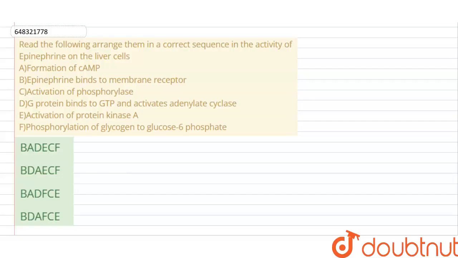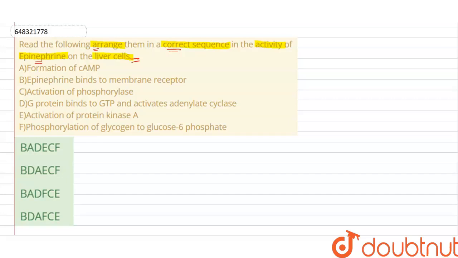Hello everyone. In this video we have a question that reads: arrange the following statements in the correct sequence of the activity of epinephrine on the liver cells. So here we have to tell the correct sequence. We have to arrange the following statements, A to F, a total of 6 statements, in the correct order of activity of the epinephrine hormone on the liver cells.